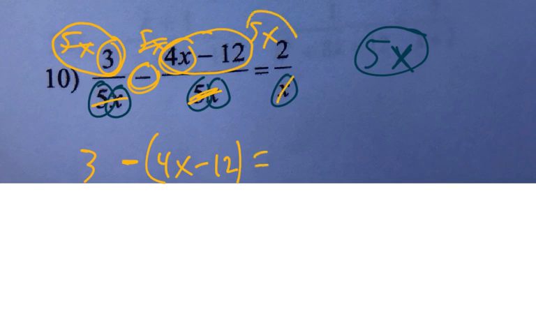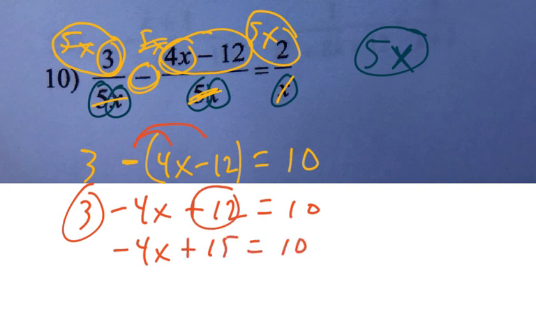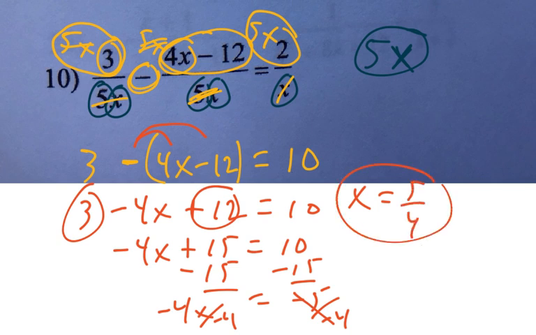Here, just the x's cancel, and 5 times 2 is 10. So I have 3 distributing the minus, 4x plus 12 equals 10. Negative 4x, 3 plus 12 is 15 equals 10. I'm going to minus the 15. So negative 4x will equal negative 5. Hey, we actually get a fraction this time. I'm going to divide by negative 4. The negatives there cancel. So x must be 5/4.